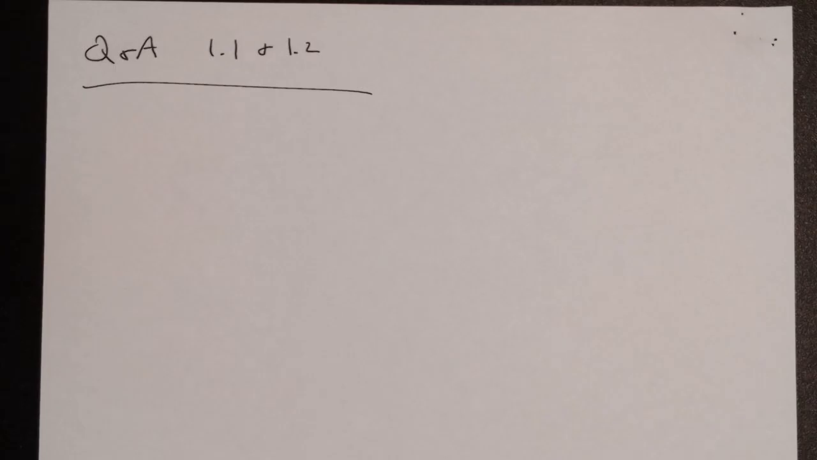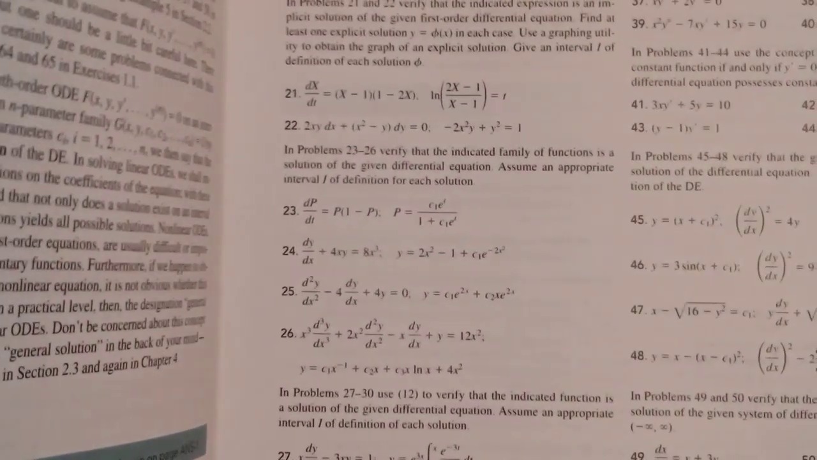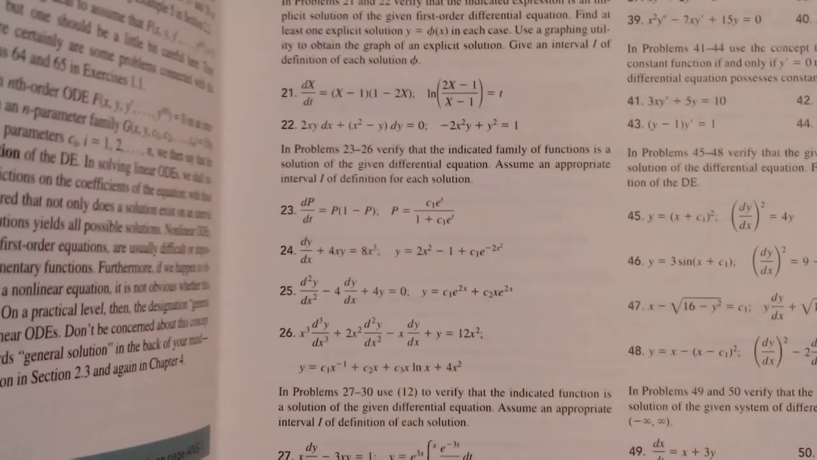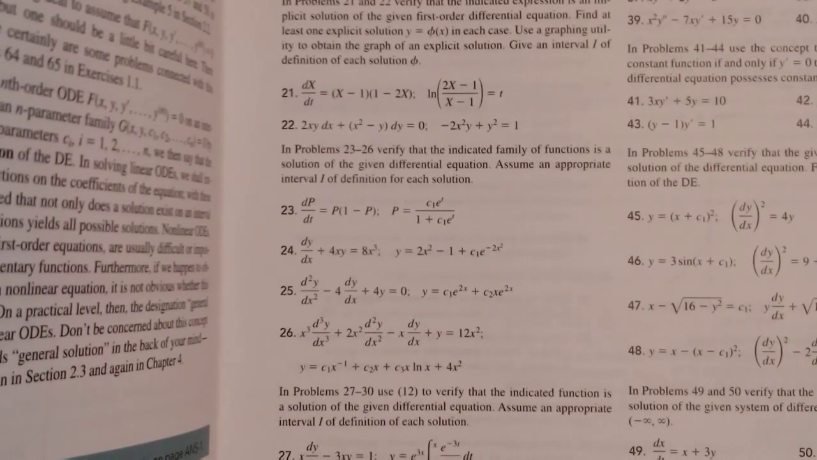Grossly mistaken. Question answer, chapter 1, sections 1 and 2. Hit me. No, but I can probably do 23 or 25. Let's take a look. From which section? Let's see. This one? Verify the family is a solution? 24. All right, so you want to do 23 or 25?